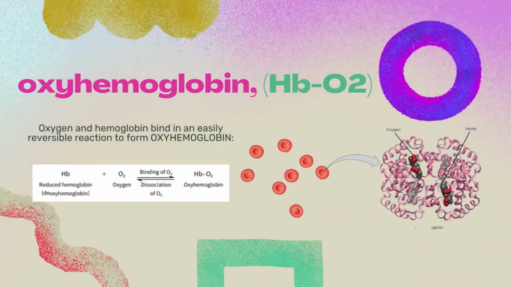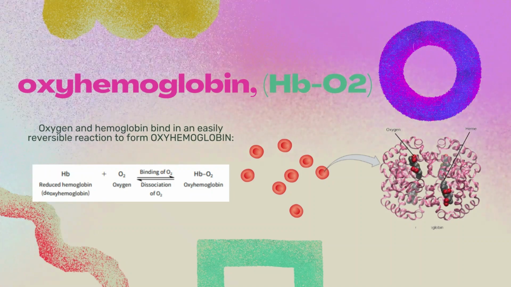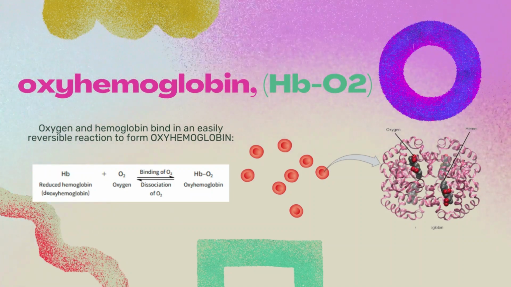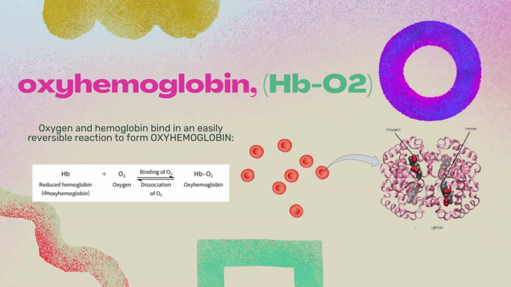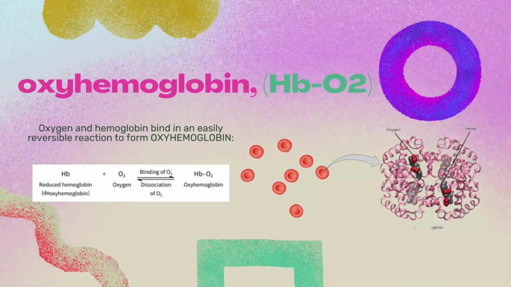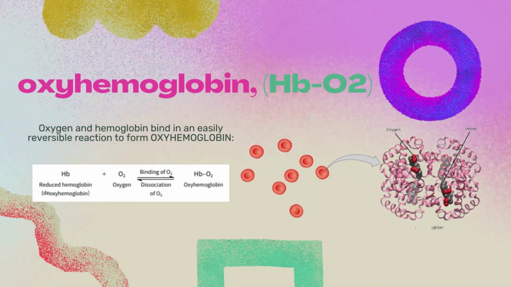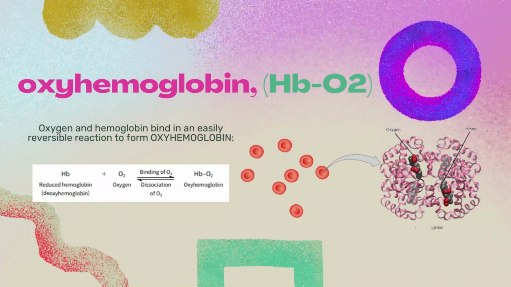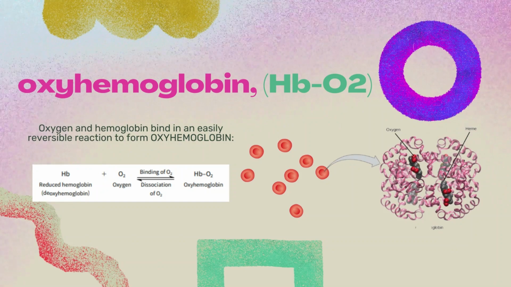The formation of oxyhemoglobin, the byproduct of oxygen binding to the hemoglobin, is described by the following reversible chemical reaction. Oxyhemoglobin is a bright red molecule that contributes to the bright red color of oxygenated blood. Hb in this formula stands for reduced hemoglobin, or hemoglobin without oxygen bound to it.